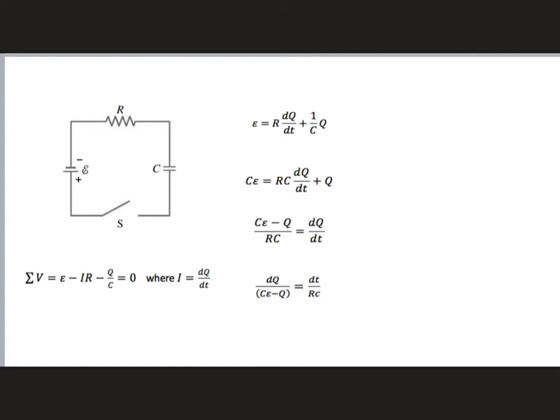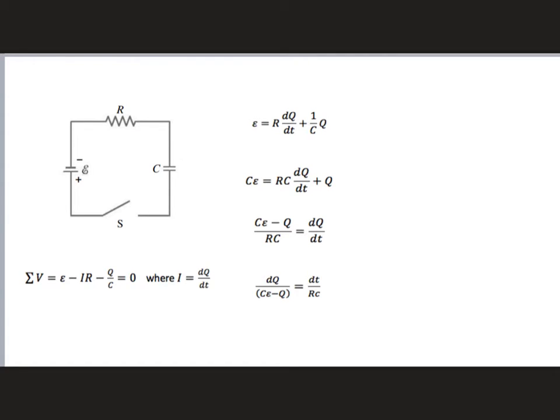So that gives me that E minus R dQ/dt minus Q over C is equal to 0. And I've simply plugged in I is equal to dQ/dt there, and there should be an R there. That's that equation. And I can solve for E, and we see that right there.